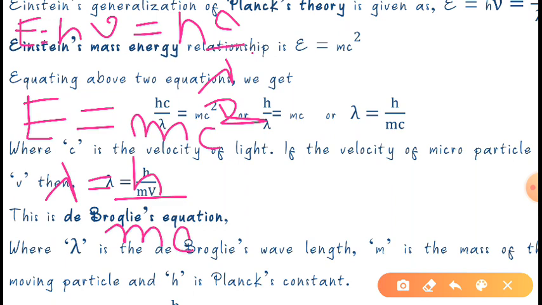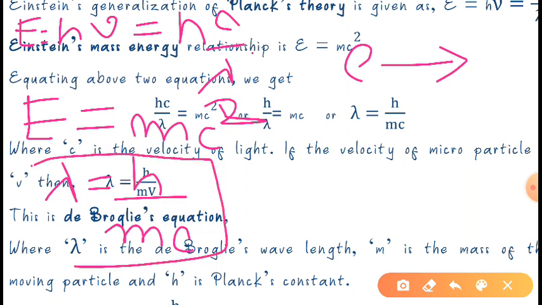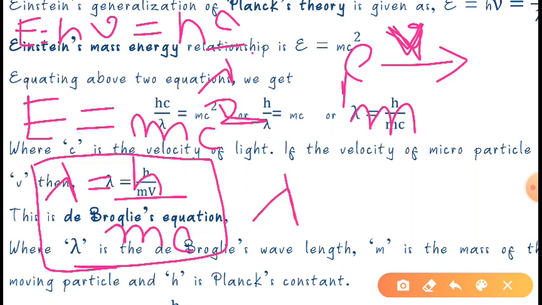Suppose this is an electron which is moving in this direction. If we apply the equation we have got here to an electron which has a mass m, and it is moving with a velocity v, then how can we write this equation? Then we can write it like this, right?